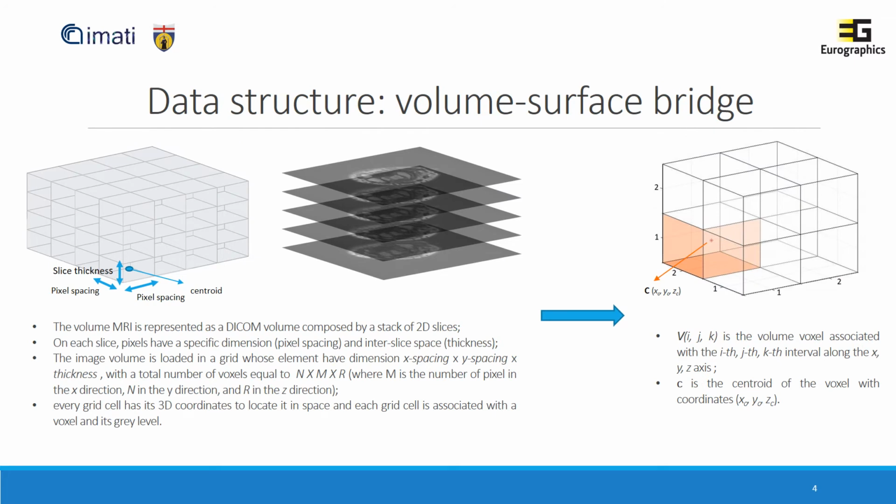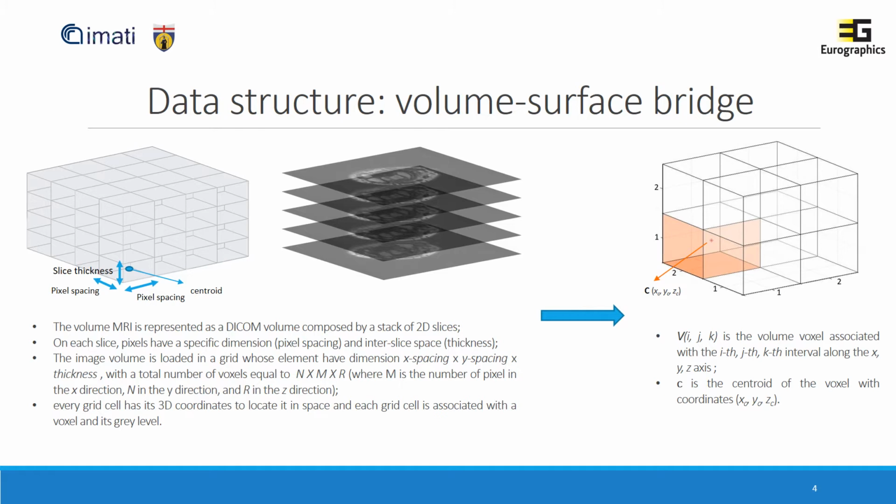To obtain this integration of information, we needed a data structure able to function as a bridge between the volume and the surface domain. Considering that the volume MRI is represented as a DICOM volume composed by a stack of 2D slices, and that on each slice pixels have a specific dimension, which is called pixel spacing, and an interslice space, which is called thickness, then, to obtain the required data structure, the image volume is loaded into a grid whose elements have dimension x spacing, y spacing, and thickness, with a total number of voxels equal to the product of the number of pixels in each direction.